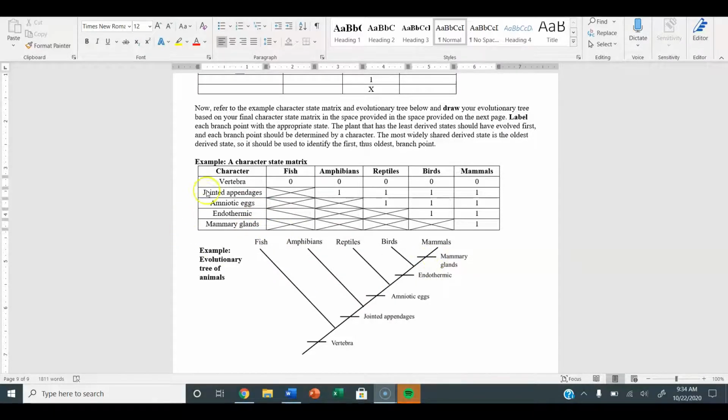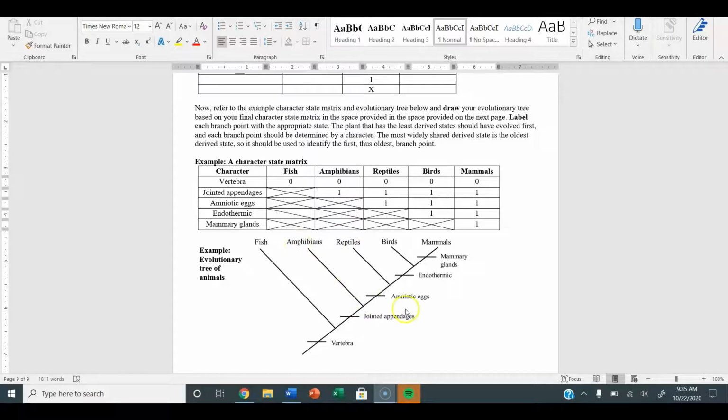Okay. And all of these are vertebrae, but the fish don't have any other characteristics. So the fish are going to branch off. They don't have any of these other characteristics, so I'm going to branch the fish right off because it has a 0 there. I'm going to branch it off right after vertebrae. I look at my next group of organisms. They have vertebrae and jointed appendages, but nothing else. So here are the amphibians. All the organisms have the vertebrae. The amphibians also have the jointed appendages indicated by this 1, but they don't have any of those other characteristics. So I'm going to branch the amphibians off there.